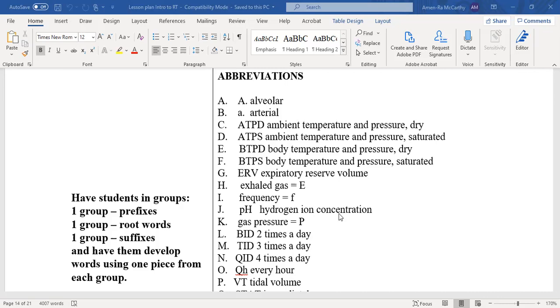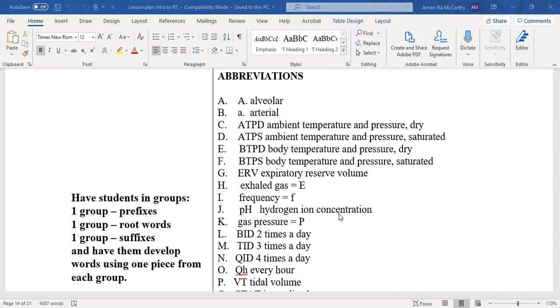All right. What about BID? Somebody tell me what BID means. Twice a day, 2 times a day. So if somebody says, I want you to have albuterol, 5% albuterol BID, that means twice a day. Okay, twice a day. What about TID? 3 times a day.